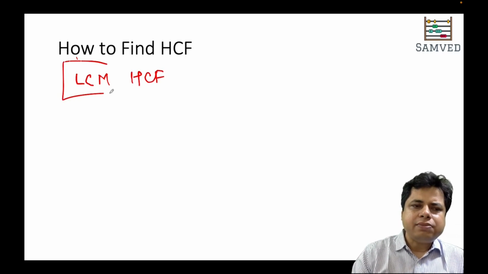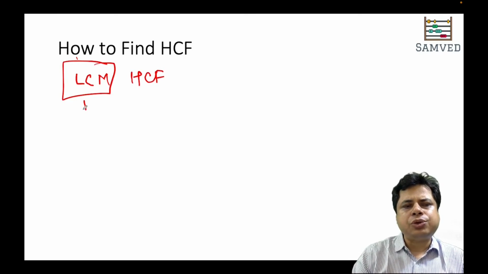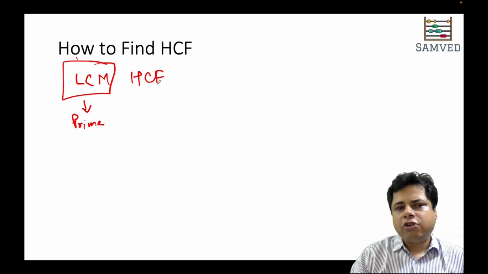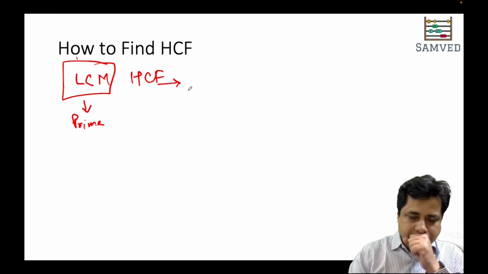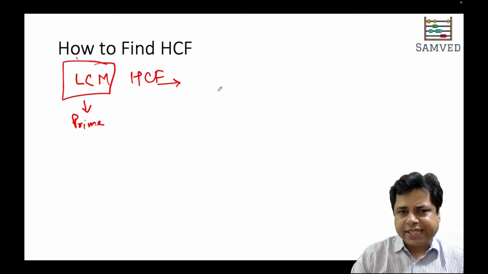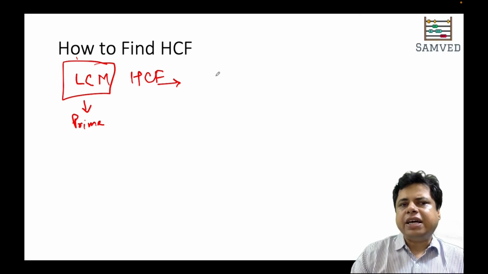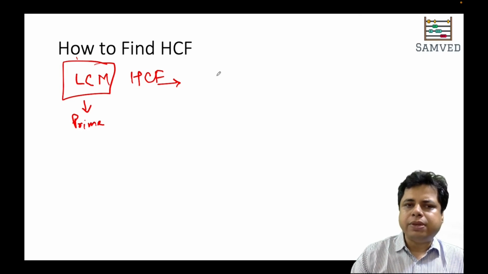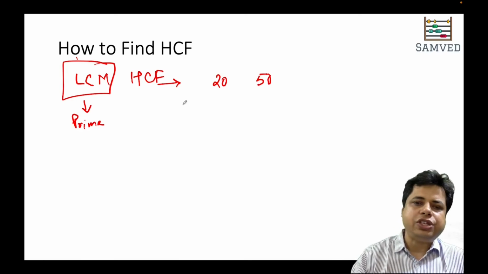There are many methods to identify LCMs and HCFs. For LCM, the best method is to break the numbers down into their prime factors and then calculate. However, for HCF, there is another method which might be useful for you to know. Let's say you want to identify the HCF of two numbers, 20 and 50. What would be the HCF of these two numbers?